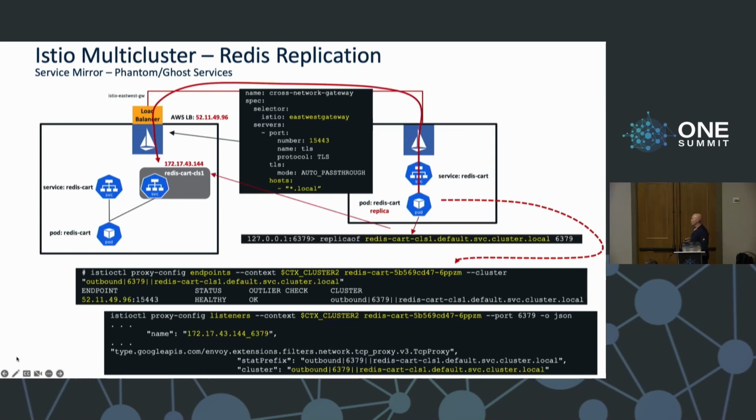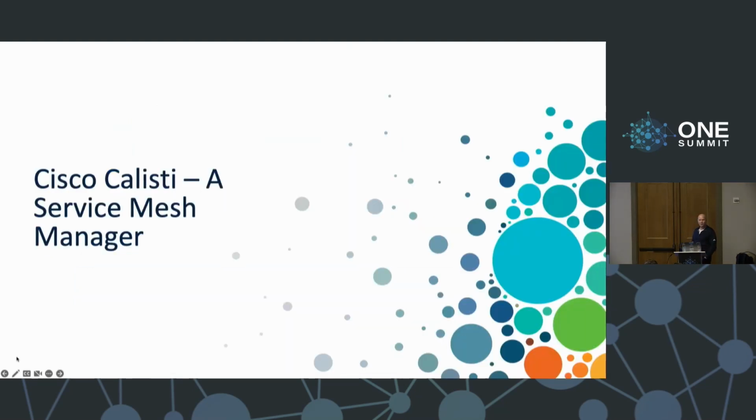So just like with the past version that we had with Linkerd, we drop into our Redis cart, we do a replica of the new name, and then Linkerd or Istio is taking care of the rest of that config. Clear as mud, yes?